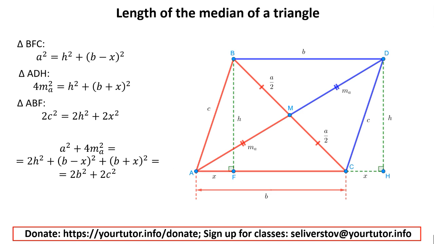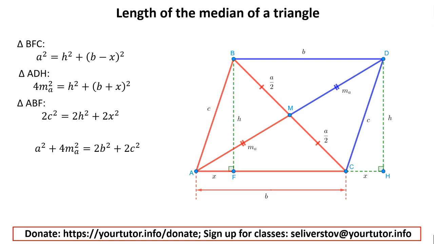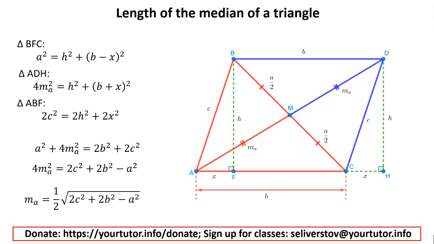We move a squared to the right side, divide both parts by 4, and take a square root of both parts. And as a result, we get the final answer. Here is the formula. And we not only wrote it down, but also proved it. But the irony is that you don't have to remember it. It's better to know how to derive this formula when you need it. And now you know how to do that.